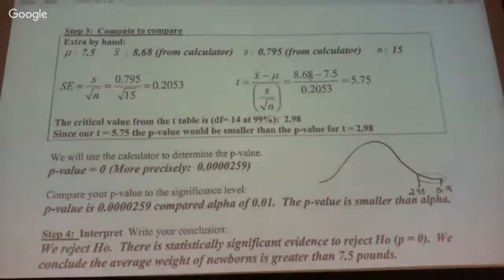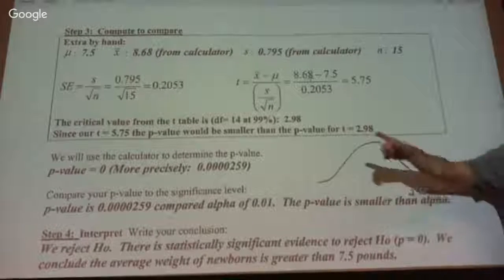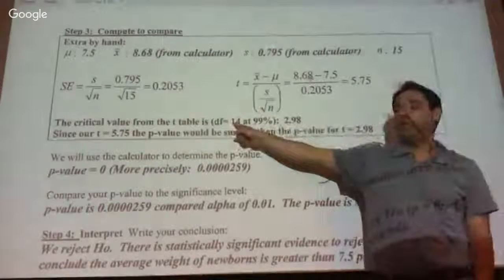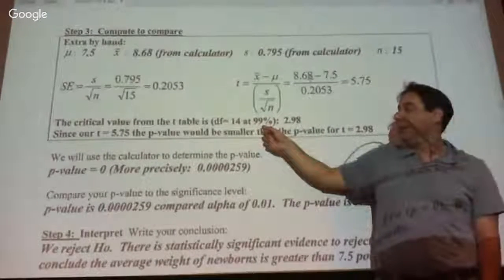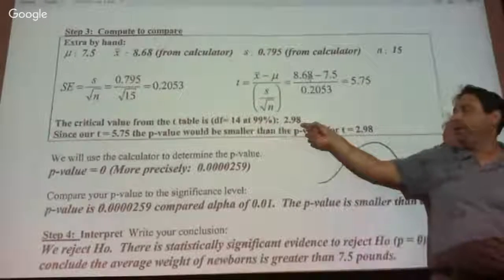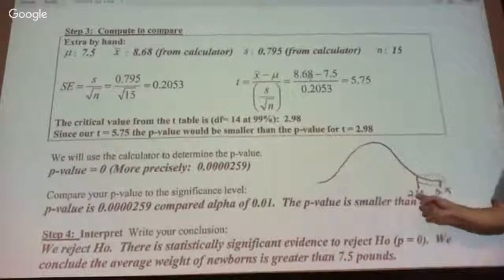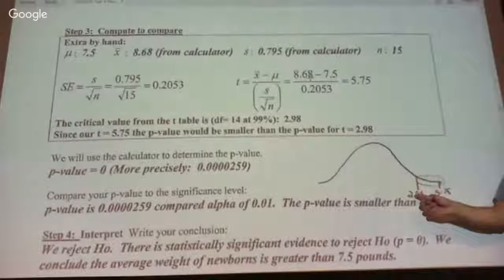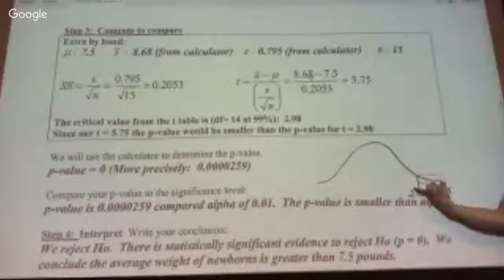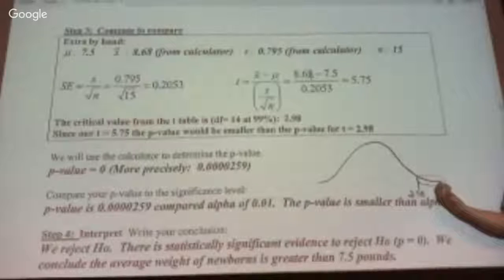To do t star, what two things do you need? The percent, which if alpha is 1%, what's the percent confident? 99. And what's the other thing we need? Degrees of freedom. How do you do degrees of freedom? N minus 1. So 15 minus 1 is 14. So you go to the table, look up 99 and 14, and the table will give you 2.98. That's like my alpha. That's like my p-value. So my p-value is this. My alpha is this.